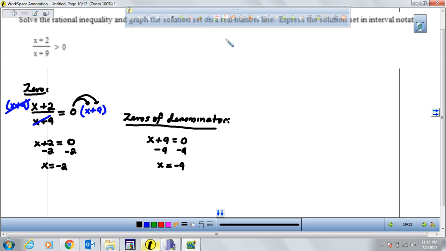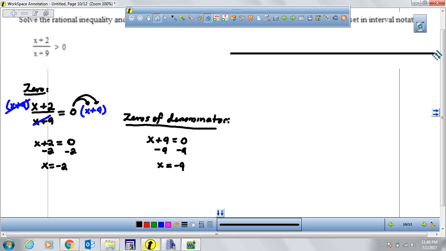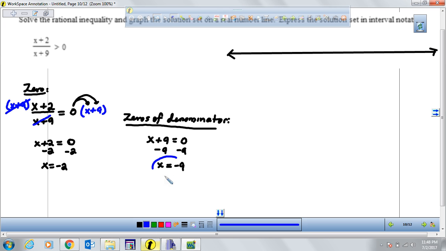Okay? So we're going to do the exact same thing, which is we're going to draw the number line and we're going to choose test points. Now we're going to put, of course, the -9 and the -2 as the boundary points. So I'm going to put first -9, and I'm going to put a boundary line right here, and then we have -2, and I'm going to put a boundary line right here.